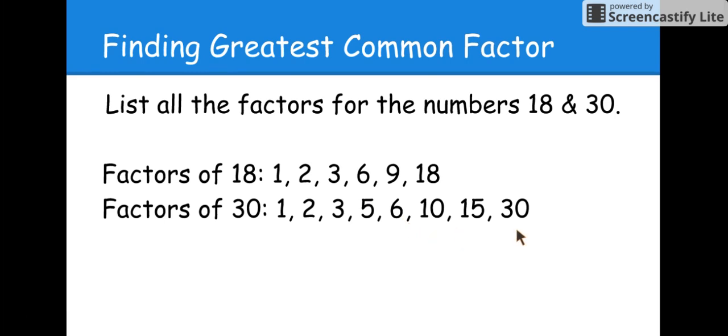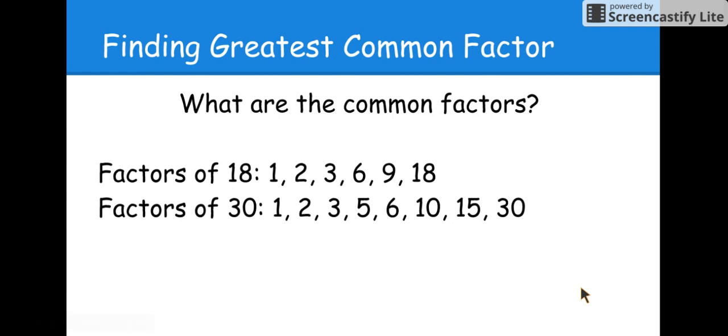Now that we have a list of all of the factors of each of the numbers, we can see what they have in common. What factors are in common? 1, 2, 3, and 6 are factors of both 18 and 30.